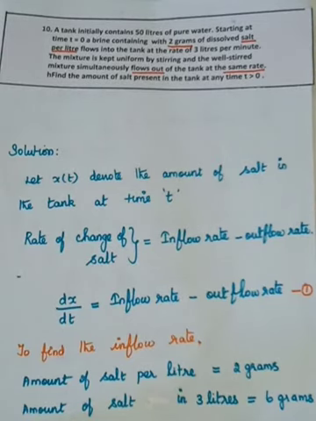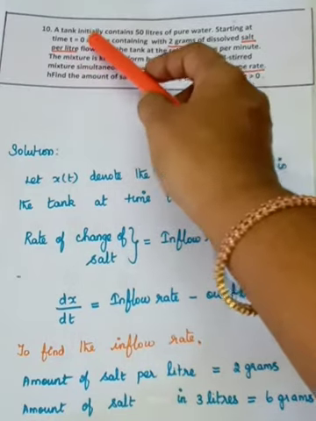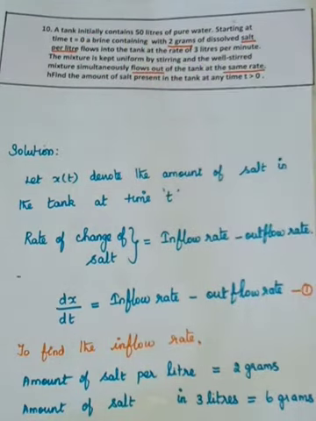Exercise 10.8, problem number 10. A tank initially contains 50 liters of pure water, starting at time t equal to 0. A brine containing 2 grams of dissolved salt per liter flows into the tank at the rate of 3 liters per minute. The mixture is kept uniform by stirring, and the well-stirred mixture simultaneously flows out of the tank at the same rate. Find the amount of salt present in the tank at any time t greater than 0. Okay, you see, a tank initially contains 50 liters of pure water.